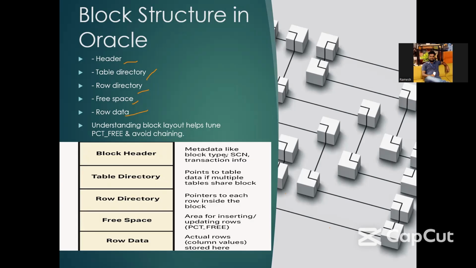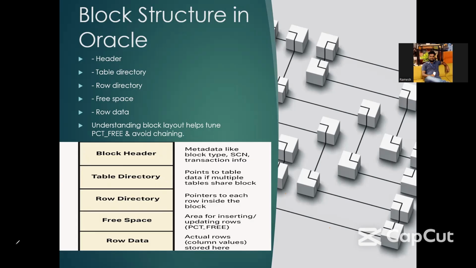The row directory is the same. What is the difference between table and row? The table directory stores information about which table the block points to, and the row directory stores which row it points to. This information is at the block level. Then there is free space, which we call PCT_FREE and PCT_USED. I explained this chapter in the last slide. All of these inside the block contain the data, and the last one is row data, which is our actual data.